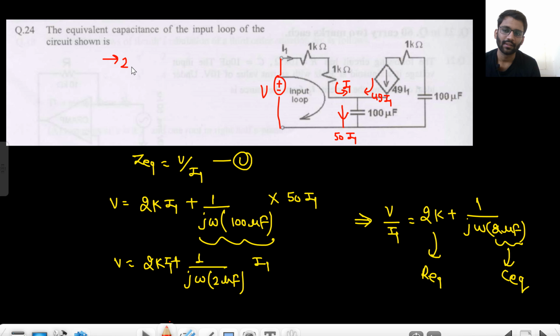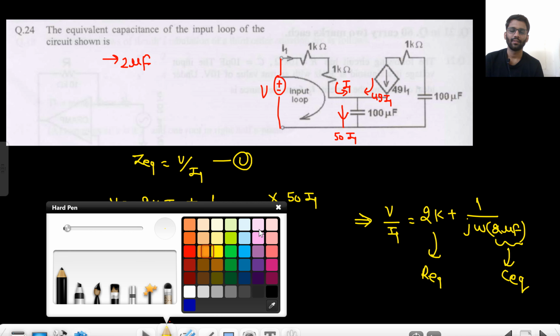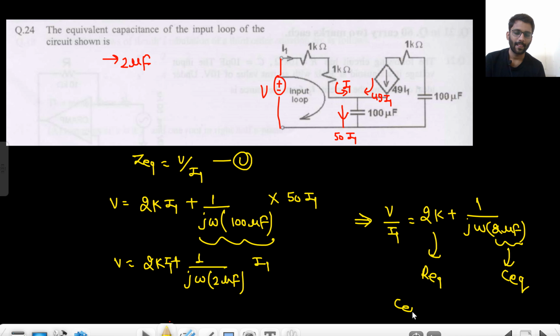So the answer is 2 microfarad. Here I can write C equivalent is 2 microfarad. The current is 50 I1, so this 50 I1 gets cancelled by 2. So the capacitance has been reduced 50 times.